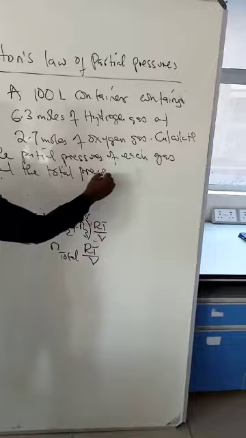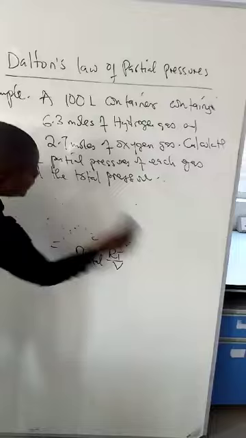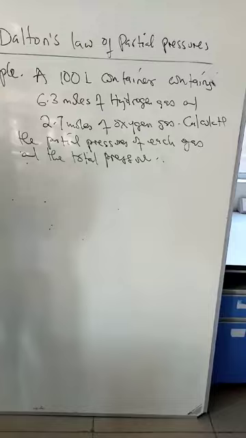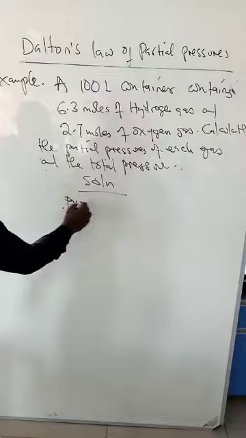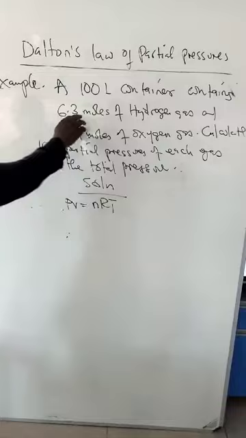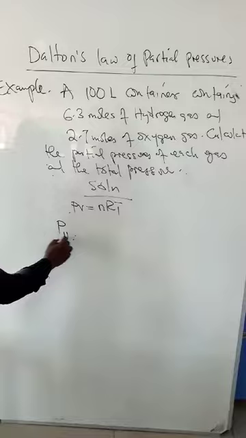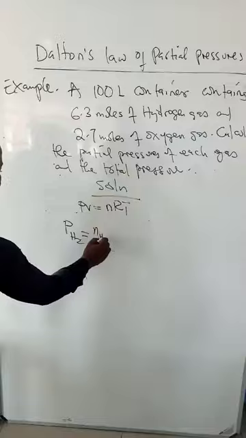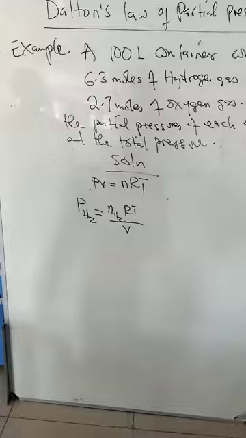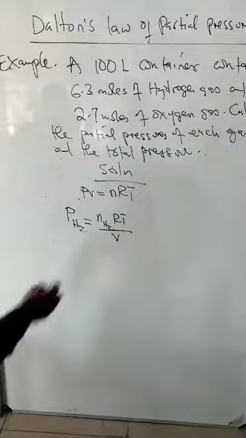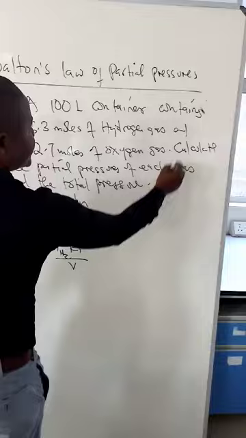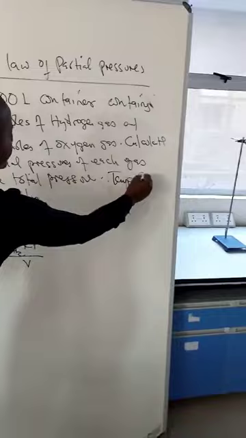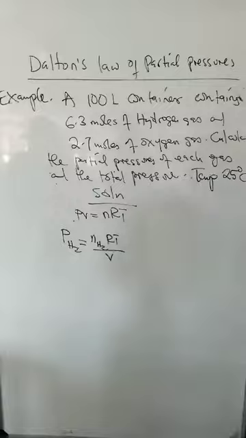Okay, so here, in a 100 liter container, we have two gases, that is the hydrogen gas and the oxygen gas. So we need to calculate the partial pressures of each gas, which comes from the ideal gas law, PV is equal to nRT. So we shall say the partial pressure of hydrogen gas will equal the number of moles of hydrogen gas, RT over V, where R is the universal gas constant. Suppose this experiment was occurring at 25 degrees Celsius. So our temperature is 25 degrees Celsius. So we know T, we know R, and we know V. So we shall simply substitute.